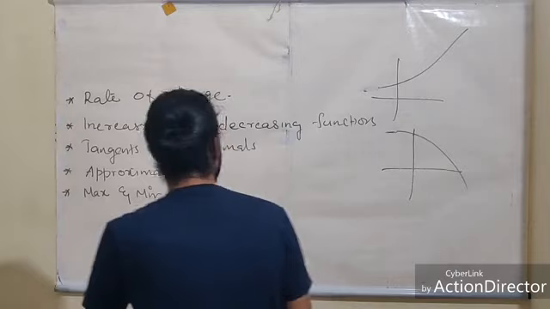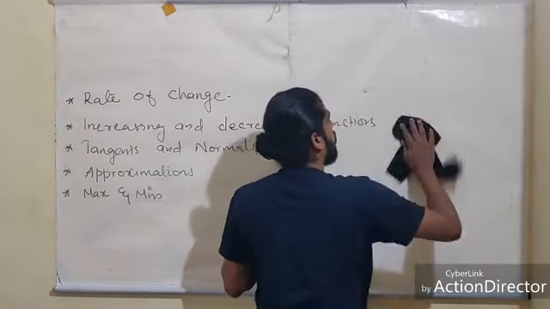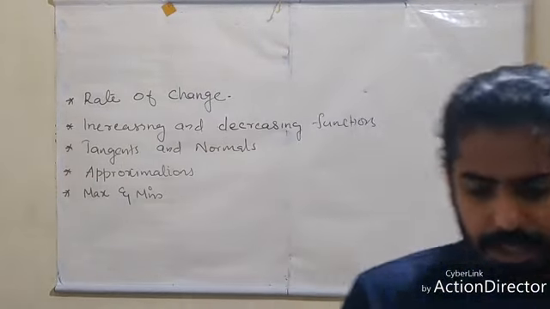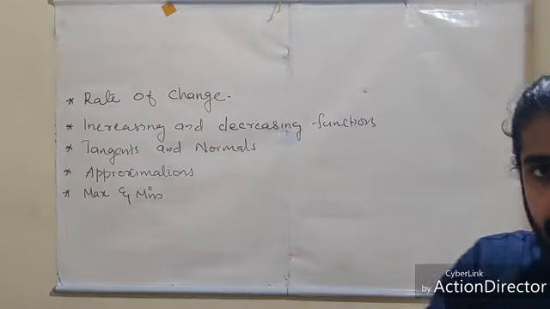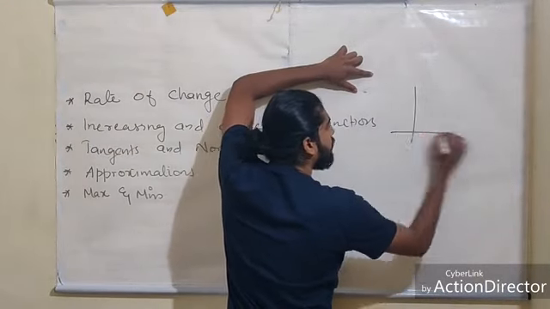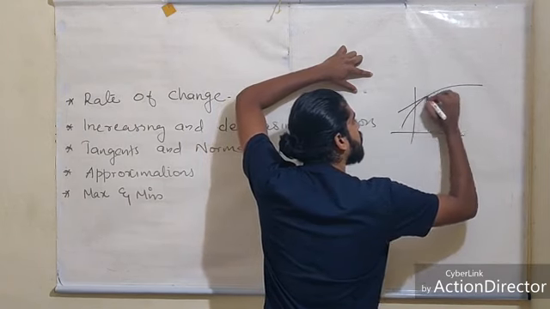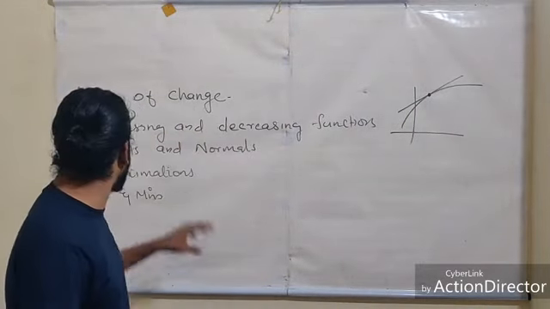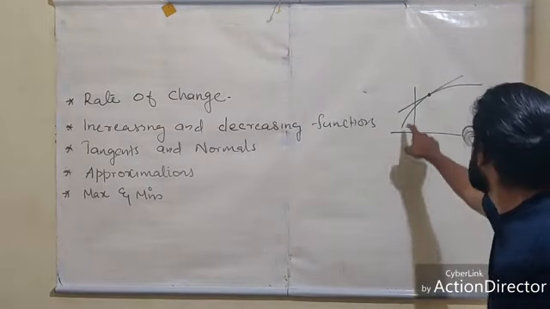Next is tangents and normals. You have already learned about tangents, right? Tangent means a line touching a circle at only one point. It's just touching, it's not cutting. It's not only for circles, but for any curve. Suppose a line is touching a curve at one point, then we can say this line is tangent to that curve. In this section, tangents and normals, we learn how to find the slope of this tangent.